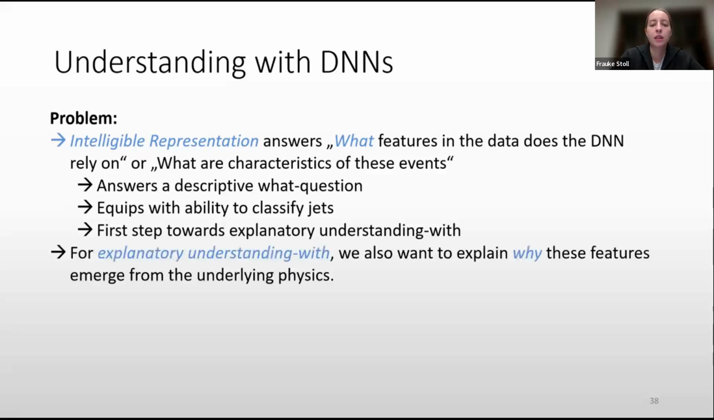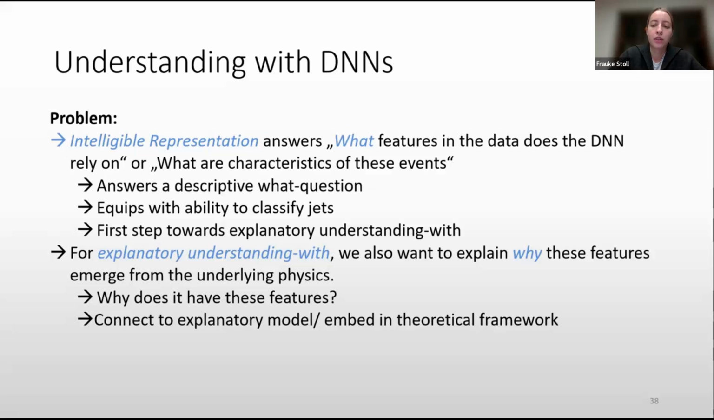But for explanatory understanding with, we also want to explain why these features emerge. So why does it have these features? And the features we found with the ADO methods are not the underlying mechanisms that we are looking for. While they do give rise to the features in the data, we do not understand the underlying mechanisms until an explanatory model is available. And in a sense, it is always opaque what gives rise to this novel data until an explanatory model is available. And this has nothing to do with deep learning as it is, and is not a question about the model, but about the real world target.